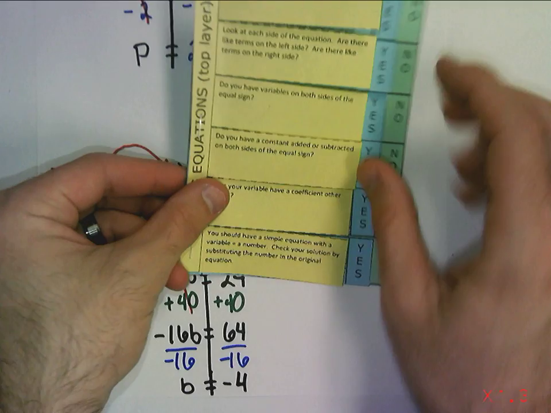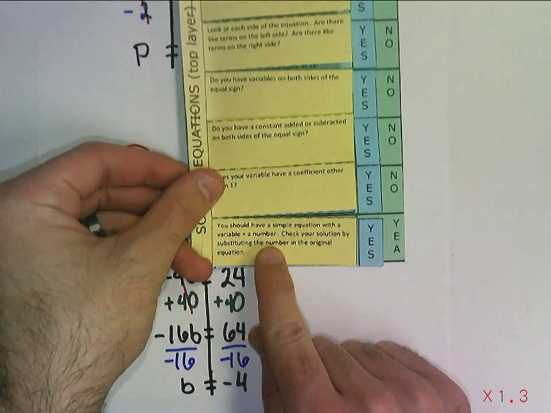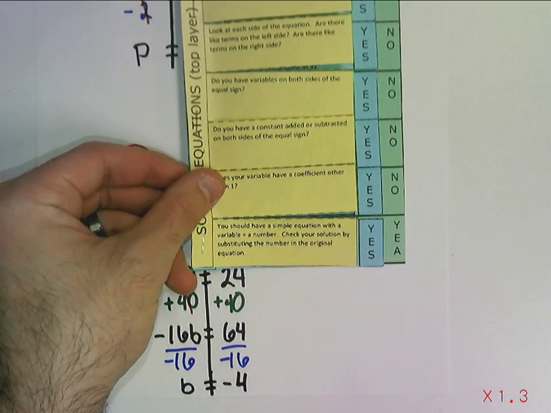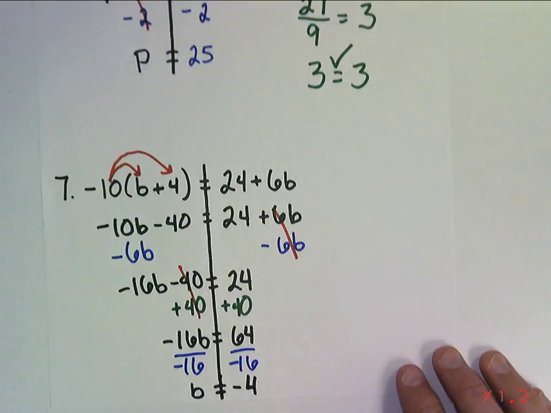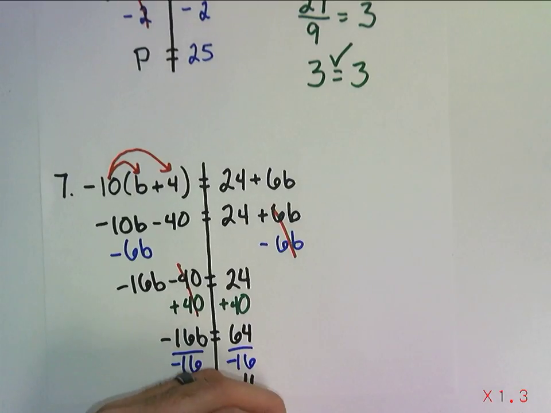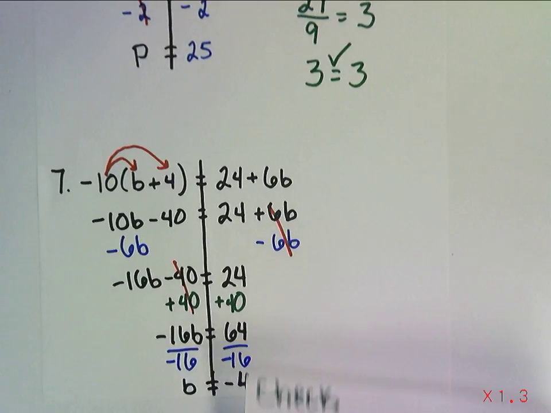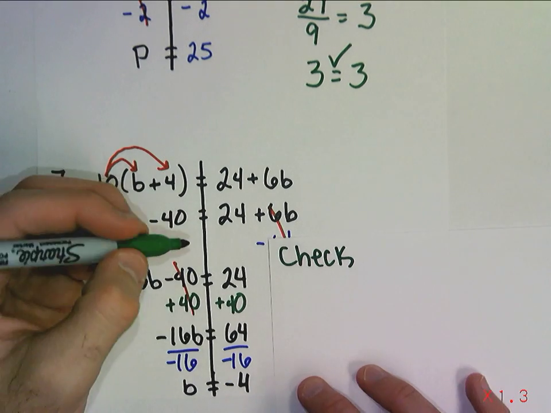So going back to the foldable, it says you should have a simple equation with a variable equal to a number. Check your solution by substituting the number in the original equation. Let's do that real quick. Just going to grab another piece of paper here. So if I'm checking this, this would be my check. Wherever there's a b, I'm going to put a negative 4.